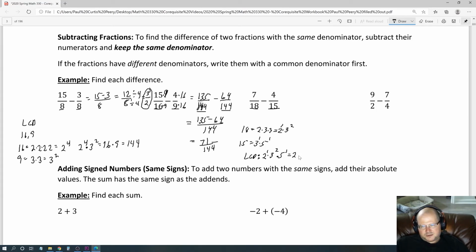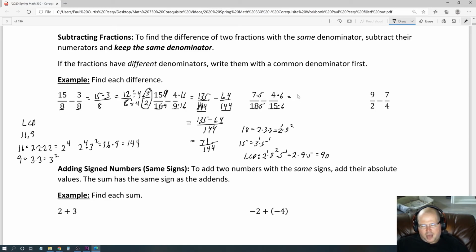And that would give me 2 times 9 times 5. 2 times 9 is 18. 18 times 5 is 90. Okay, so we need to turn these both into 90. So 18 times 5 is 90. We also have to multiply the numerator. And 15 times 6 is 90. We also have to multiply the numerator.